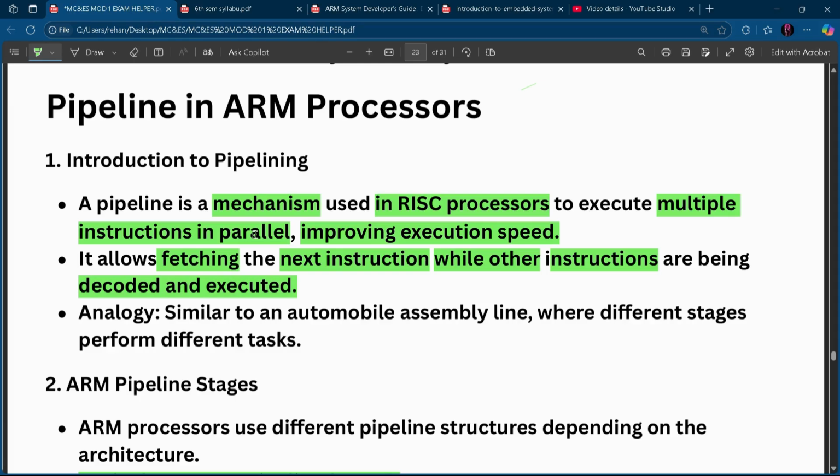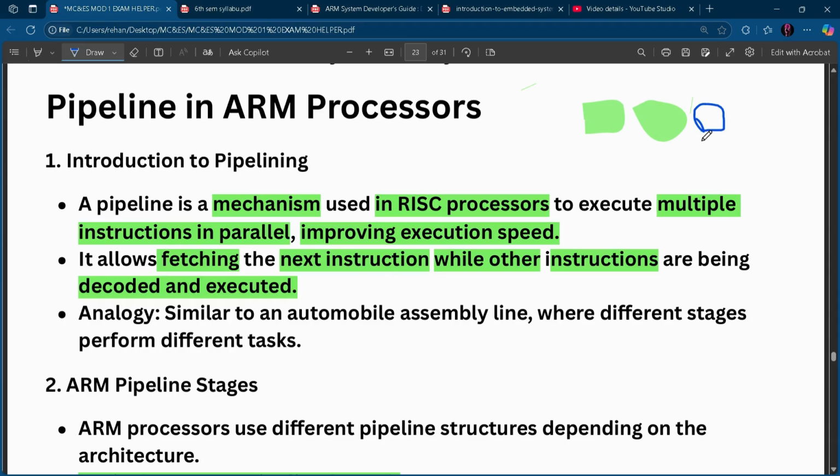Like I told you earlier, suppose this is one instruction, this is another. Sorry, no bad language. I'll draw it. Okay, it's like this. I have no space, so I have to start from here.